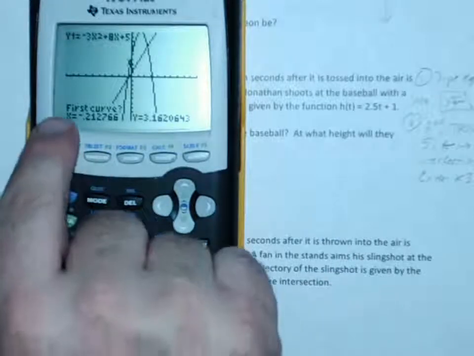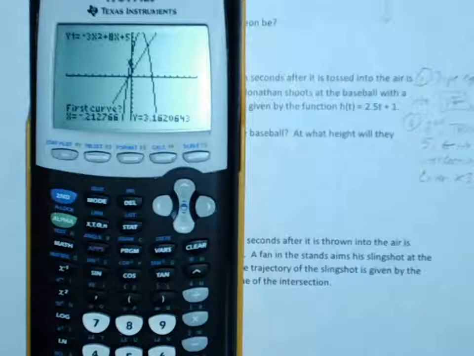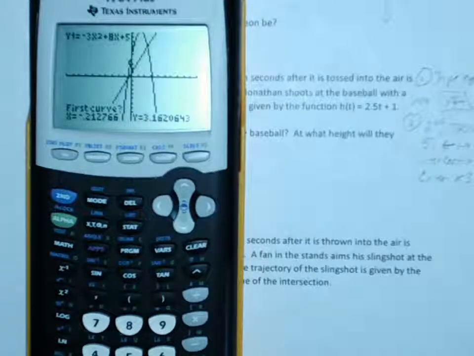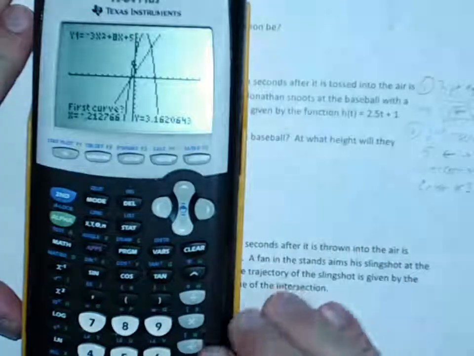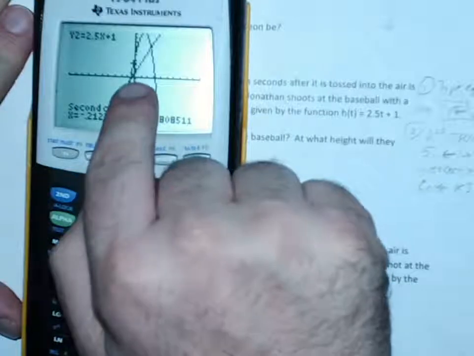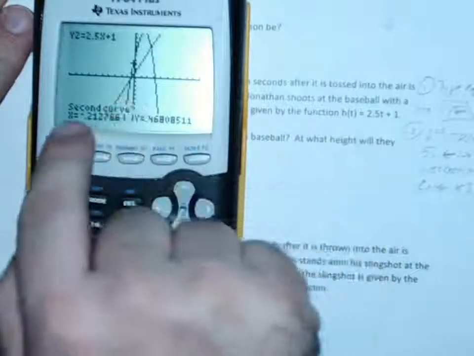Also, please notice at the bottom it says first curve. What we're about to do is explain to the calculator what the first graph it needs to use is, what the second graph it needs to use is, and then we're going to say, okay, go ahead and find the intersection. So first curve means, what's the first graph we're going to use? Well, we're on it, so that's good.